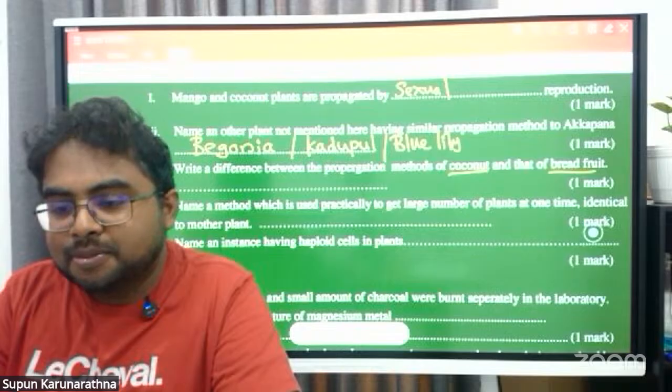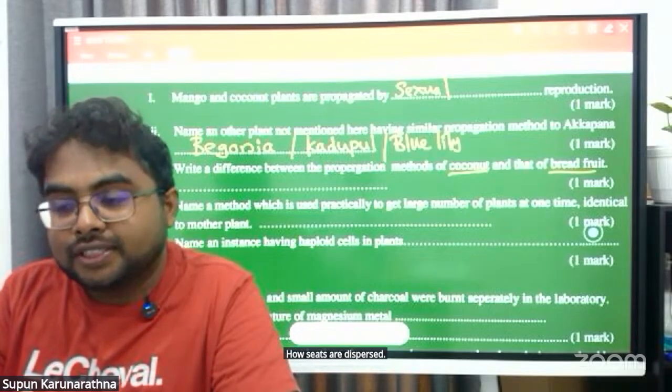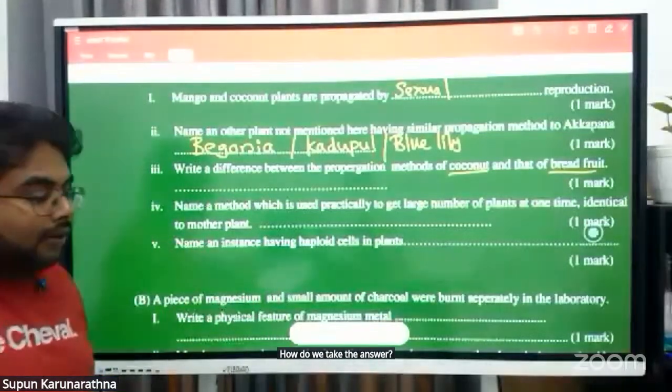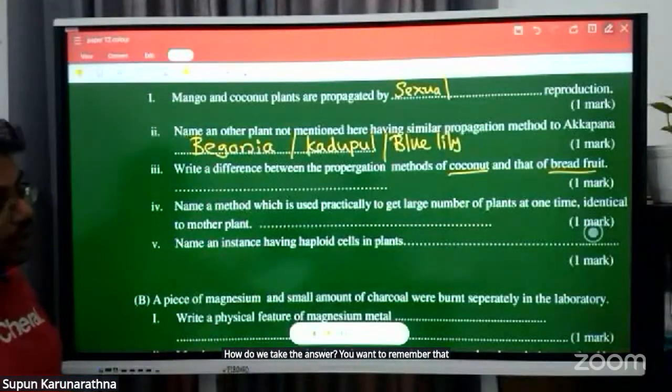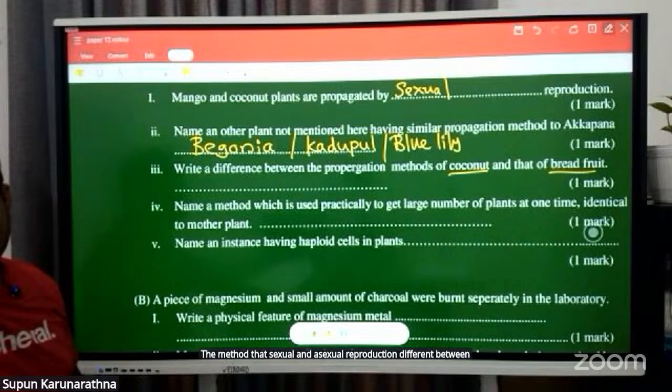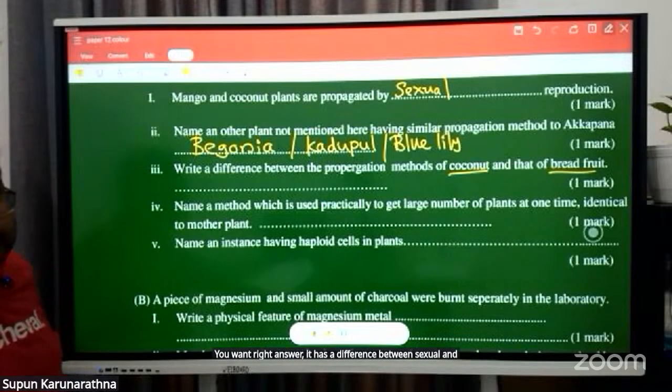How are seeds dispersed? What is the difference? How do we take the answer? You have to remember the sexual and asexual reproduction methods. For the difference, you want to write the answer based on the difference between sexual and asexual reproduction methods.